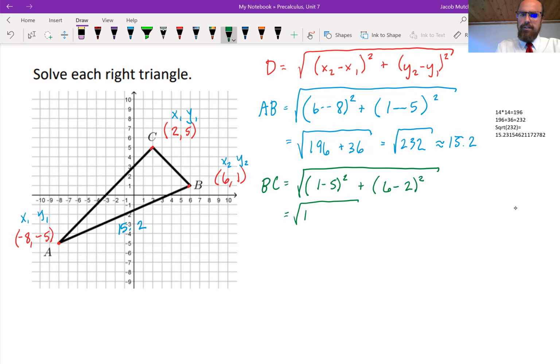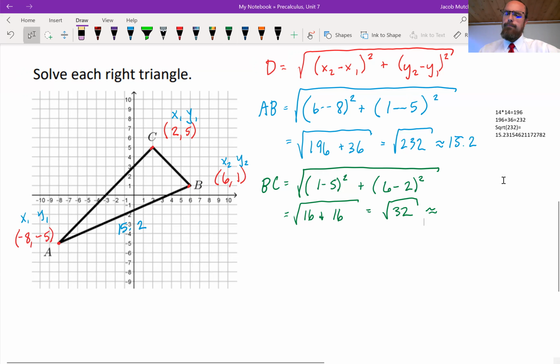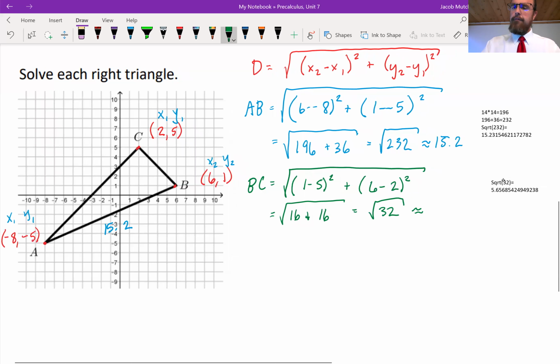-4 squared is 16. Plus 6 minus 2 is 4. 4 squared is 16. So that's equal to the square root of 32, which should be about 5 or 6 point something, but let's calculate. So the square root of 32 is going to be roughly 5.7.